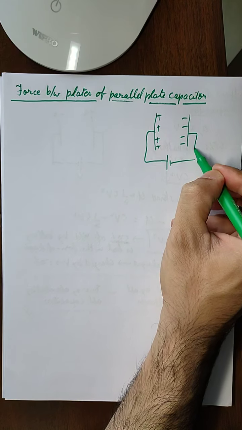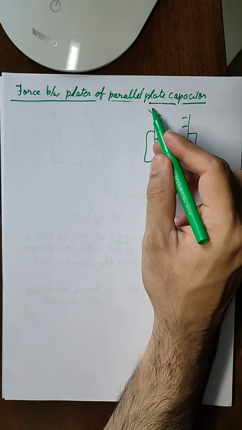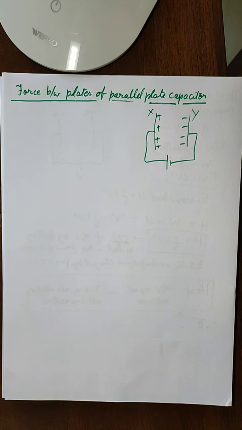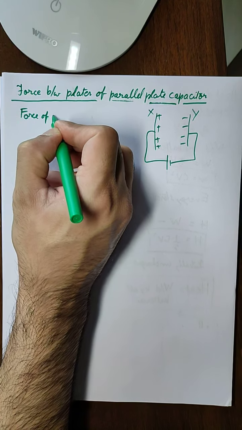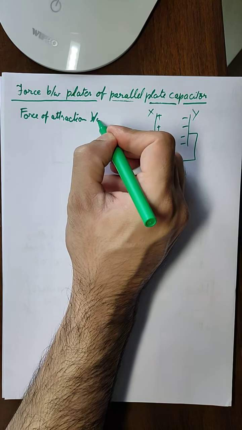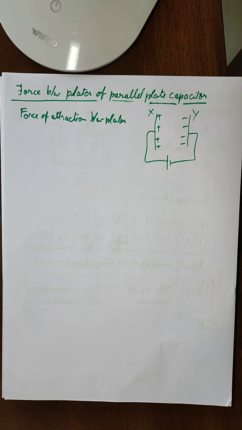So, this means there must be some force existing between them. Let us say this is plate X and this is plate Y, then there will always be some force of attraction between the plates. Now in this video we will find out about this force of attraction.